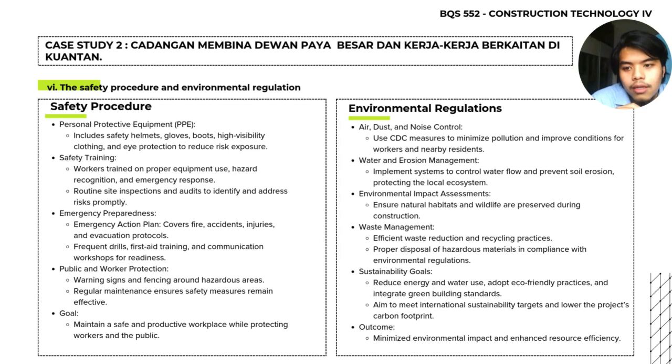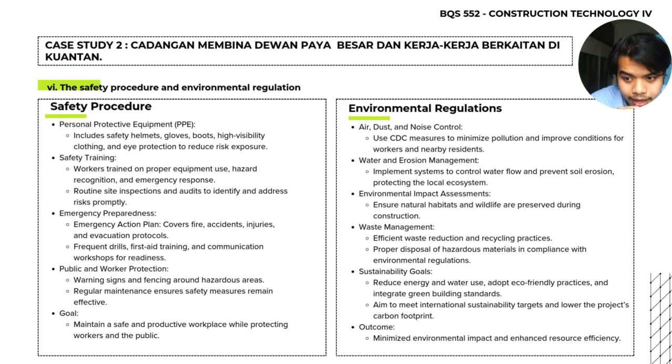So we go through the safety procedure first. For the safety procedure, we have PPE, which stands for personal protective equipment, which includes safety helmets, gloves, boots, high visibility clothing, and eye protection to reduce risk exposure. And for safety training, the workers need to be trained on proper equipment use, hazard recognition, and emergency response, along with routine site inspections and audits to identify and address risks promptly.